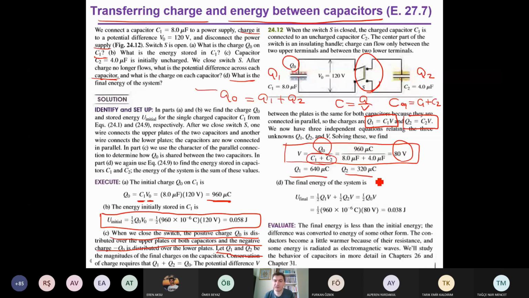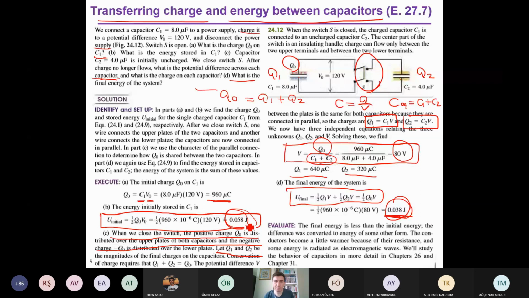So what do you see here? The final energy is 0.038 joule. And at the beginning, the initial potential energy stored in the capacitor is given with 0.058 joule. So what do you see here?